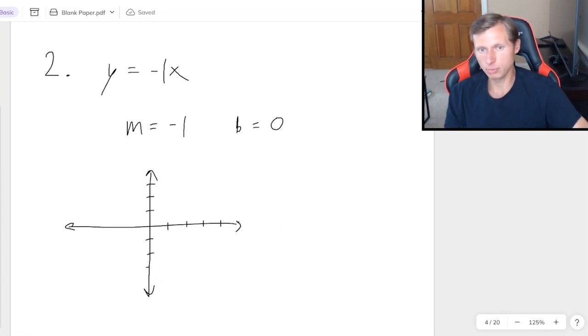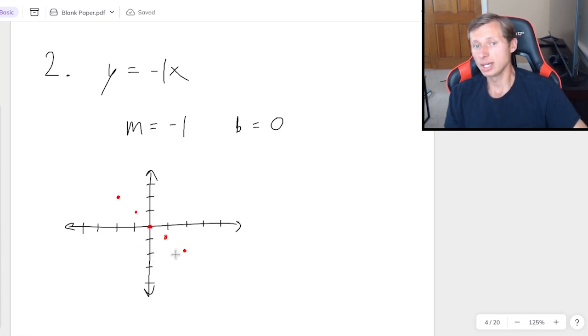Again, I'm putting about 4 tick marks in every direction because that's what I like to do. So first, plotting the y-intercept, we said it was at 0, which is the origin. And then for the slope, it means we're going down 1, right 1. So down 1, right 1. I can keep going. Down 1, right 1. You get the picture. And then going the other way, it's always the opposite. So up one, left one, up one, left one.